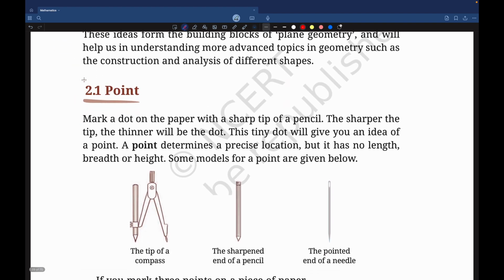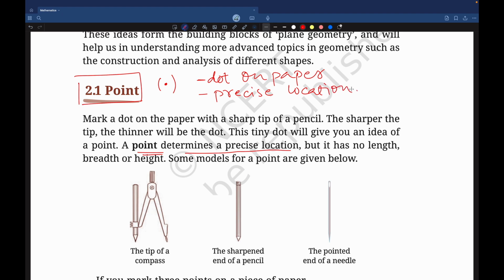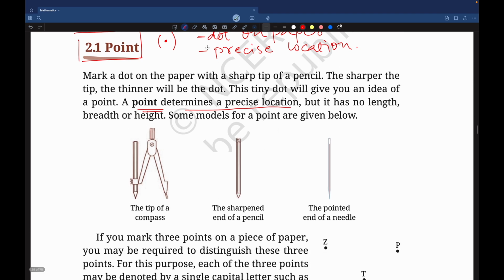Topic number 2.1, that is point. Point is a simple dot on the paper. Another point determines precise location. And point has no length.